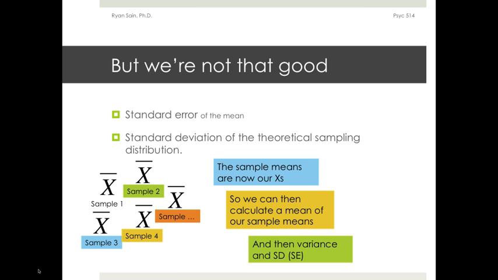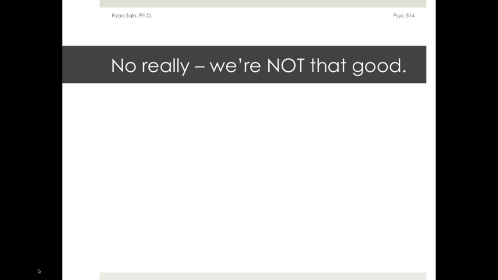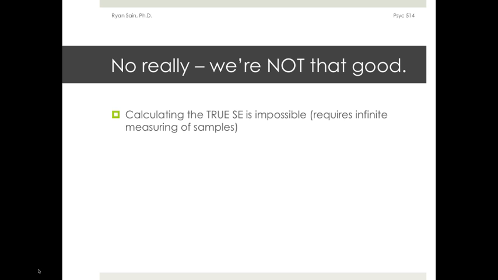But again, we're really not that good. We can't do that, right? It's impossible. Calculating that true standard error is truly impossible because it requires an infinite measuring of samples. You need to keep measuring sample after sample after sample. Right? So we have to do something else. We have to estimate it. And estimating the standard error is easier than all this stuff that I've talked about. Take your sample.